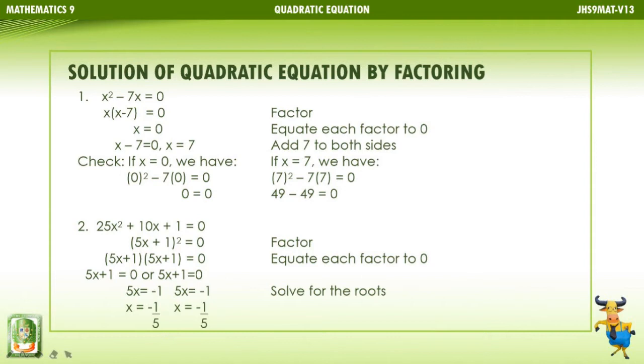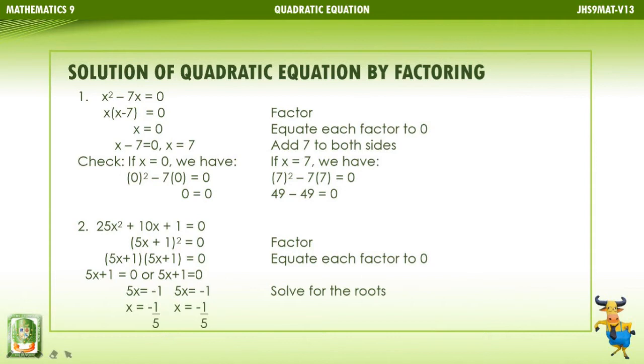2. 25x squared plus 10x plus 1 equals 0. 5x plus 1 squared equals 0, factor. 5x plus 1 times 5x plus 1 equals 0, equate each factor to 0. 5x plus 1 equals 0 or 5x plus 1 equals 0. 5x equals negative 1, 5x equals negative 1, solve for the roots.